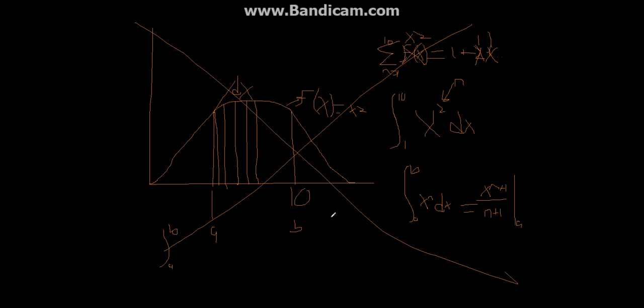Oh, that's right. So down here we can just write 10 cubed over 3 minus 1 over 3, because 1 cubed is 1. So let's just do this real quick. 10 cubed over 3 is 333.333. We can just put a little bar there to represent that it goes on forever.